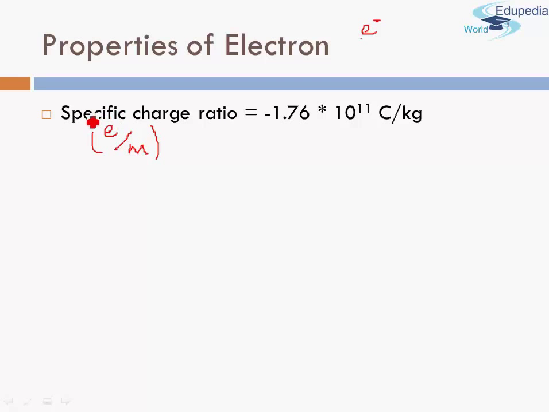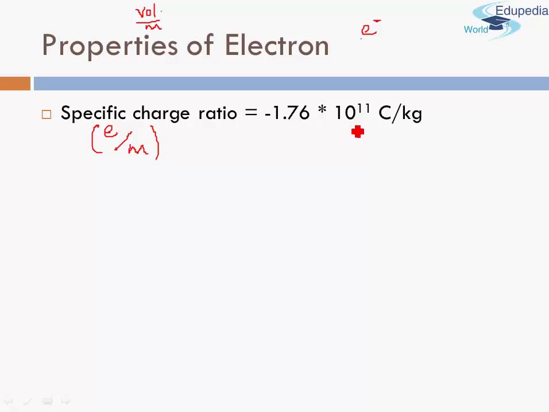You are going to come across this term specific quite often in your studies. For example, you might come across specific volume, which means volume divided by mass. So this specific quantity is going to be quite common. Specific charge means charge divided by mass. Its value, if you take the sign that the charge of an electron is negative, comes out to be minus 1.76 multiplied by 10 to the power 11 coulomb per kilogram. So it's quite high.